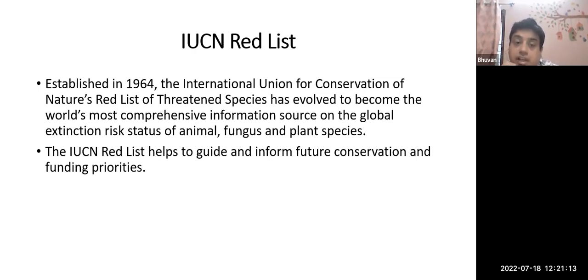It also helps policy makers and decision makers to take quick action if some species are getting extinct from the face of the earth. It also helps to guide and inform future conservation and funding priorities, that is, which species should be given more priority as compared to others. Basically, the Red List helps to guide that.